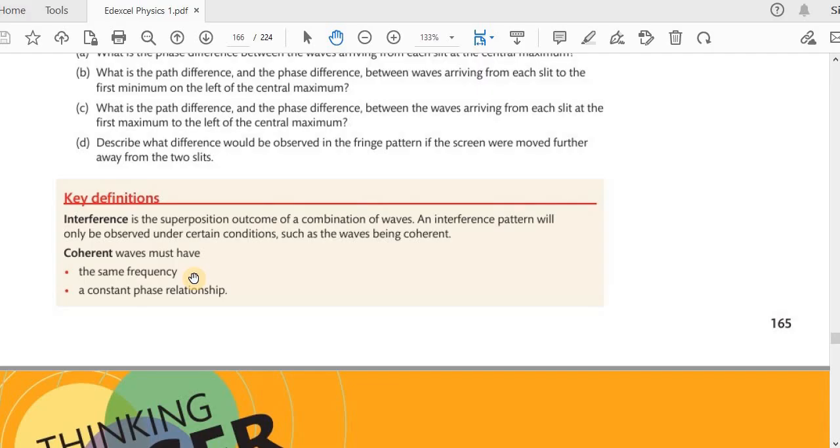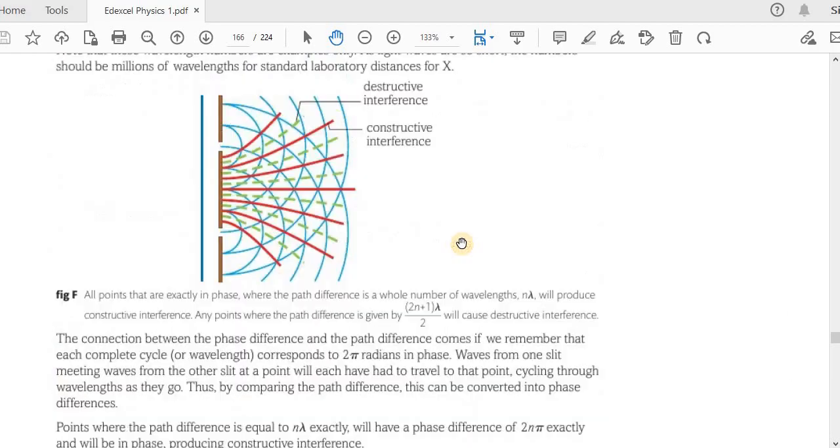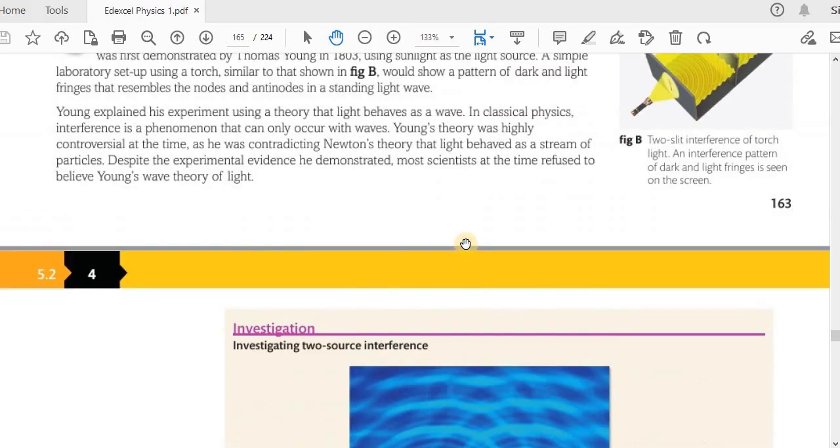Now again, what about interference? That is also important. It is the superposition outcome of a combination of waves. By the way, what is superposition? I think we learned that in the previous lesson, when we went through superposition. So you should know what superposition is: the outcome of a combination of waves. An interference pattern will only be observed under certain conditions, such as waves being coherent. I am repeating this again and again because it's important.